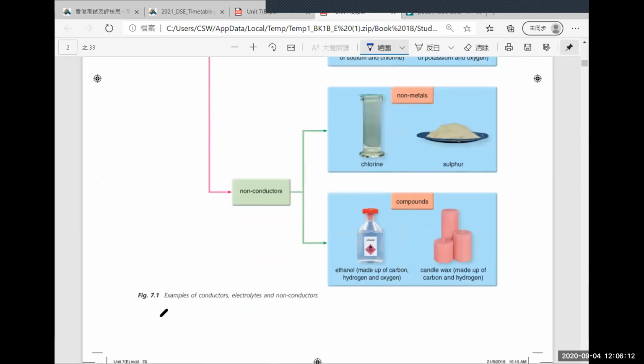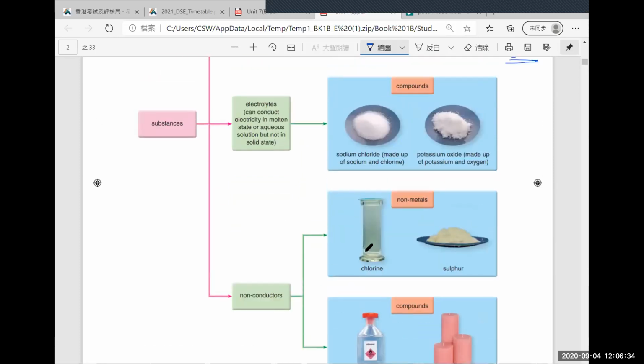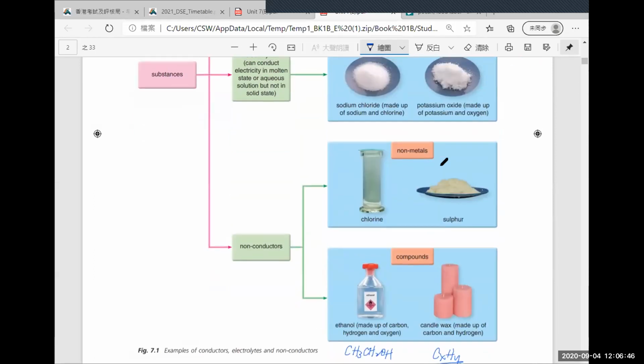So non-conductor, what is that? It's made up of ethanol, which is CH3CH2OH, as said before. Our candle wax is a CxHy type, but x and y are very large numbers, more than 20. So large that it stays as solid. And chlorine gas itself, sulfur element, sulfur solid itself, is also a non-conductor. So either compound or non-metal.